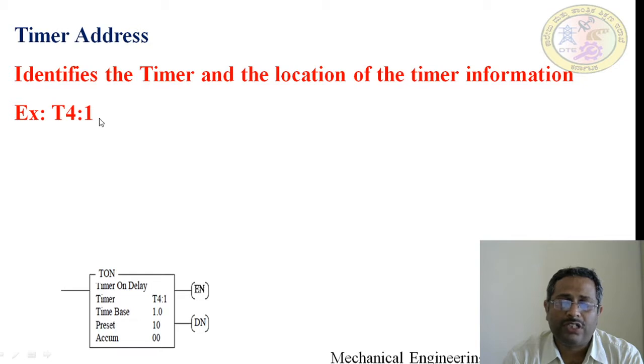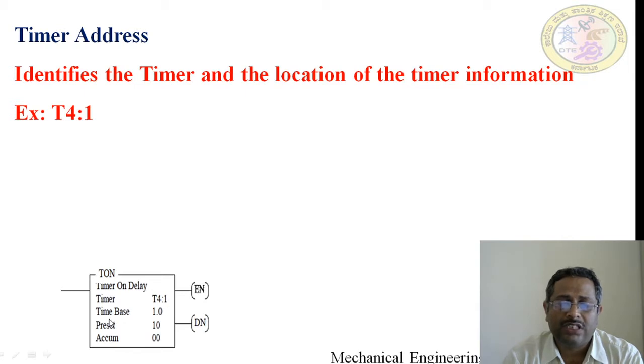If you are using two timers in that program, for the first timer we use T4:1 and for the second timer we use T4:2, and so on. The number gives how many timers we are using, and T4 gives the timer address. Like this we can address. See here, this is the timer on delay. Here the timer is T4:1.